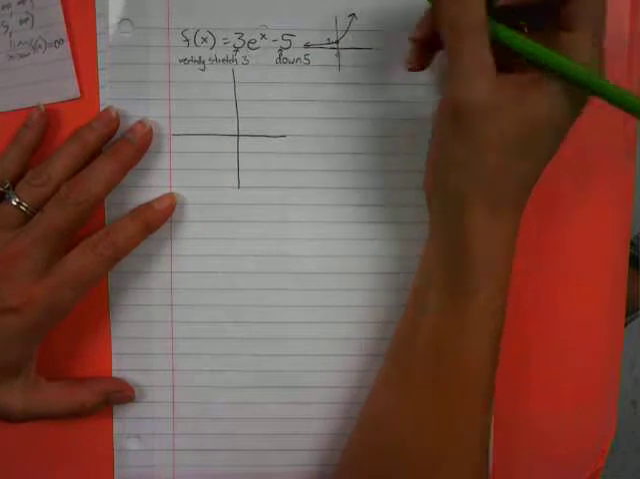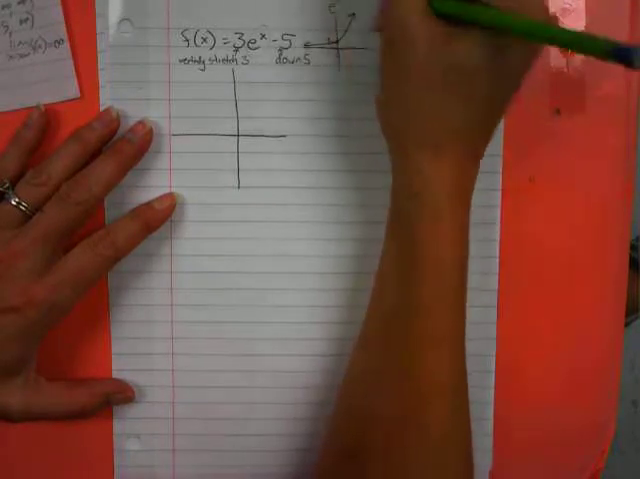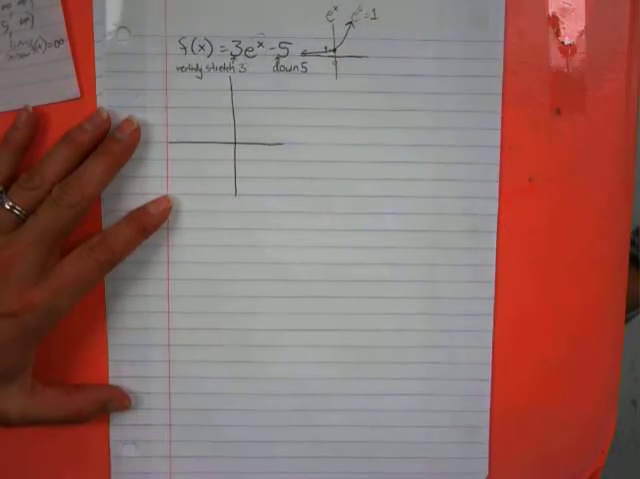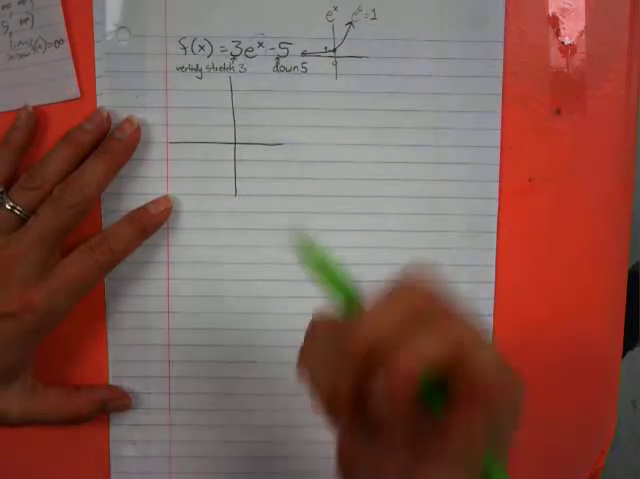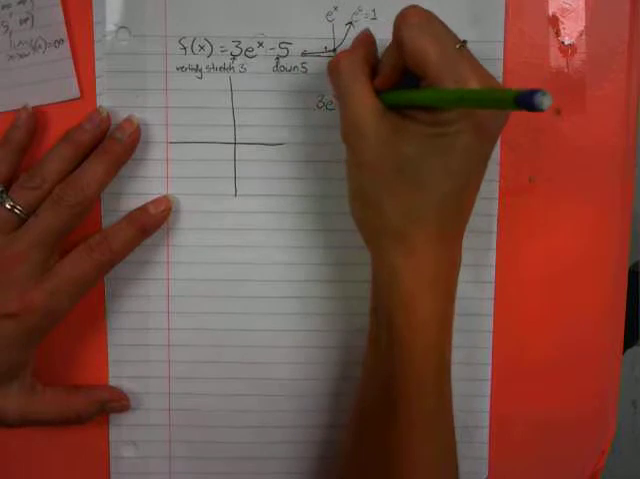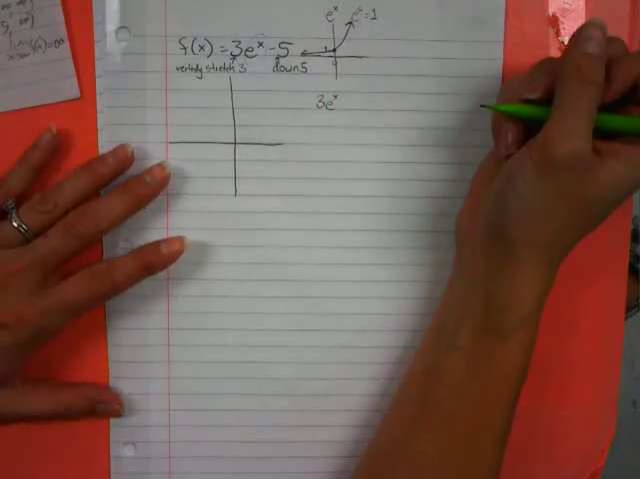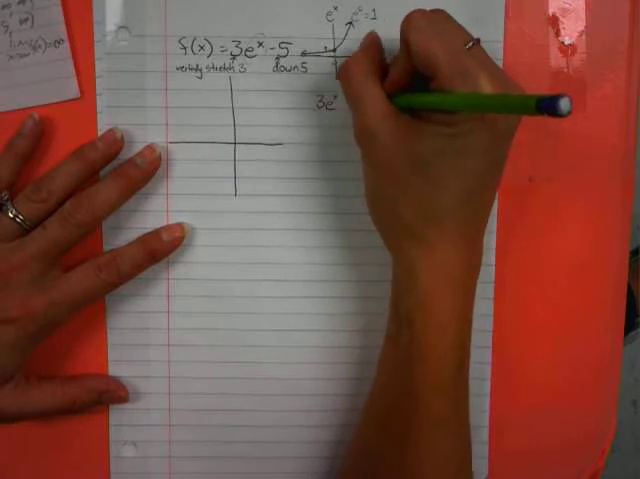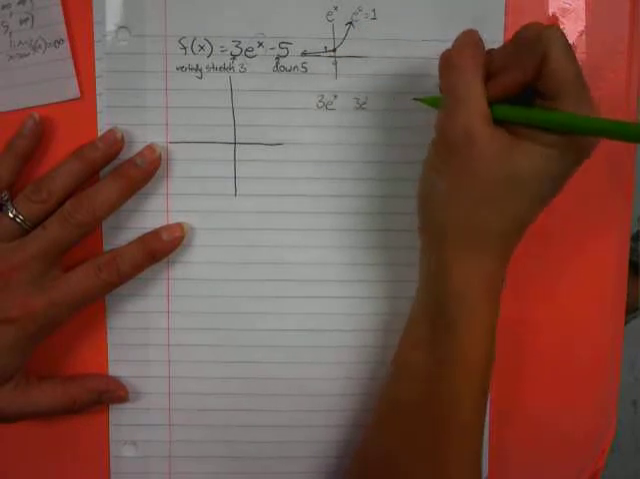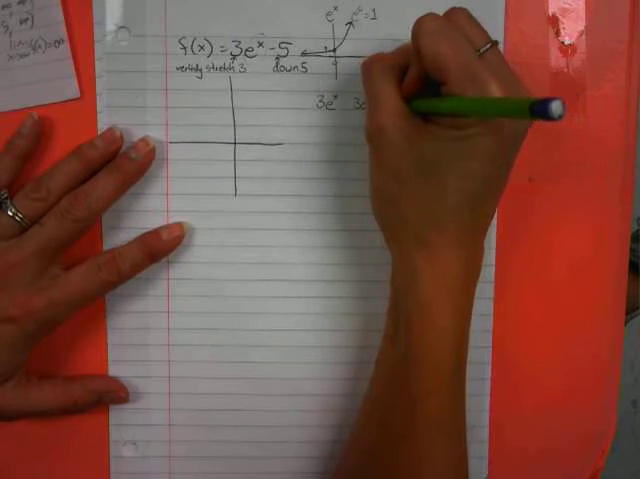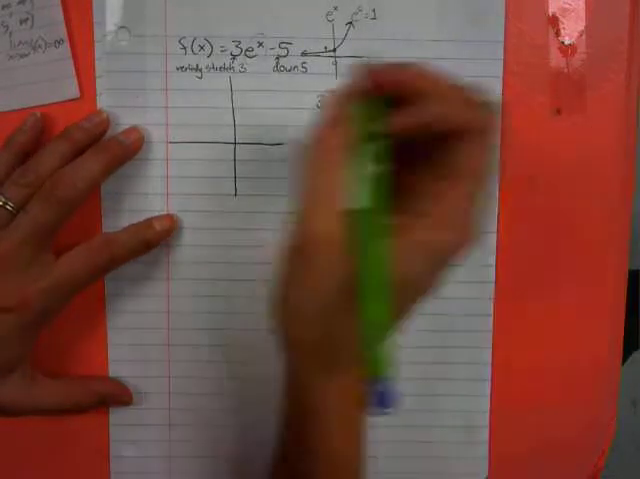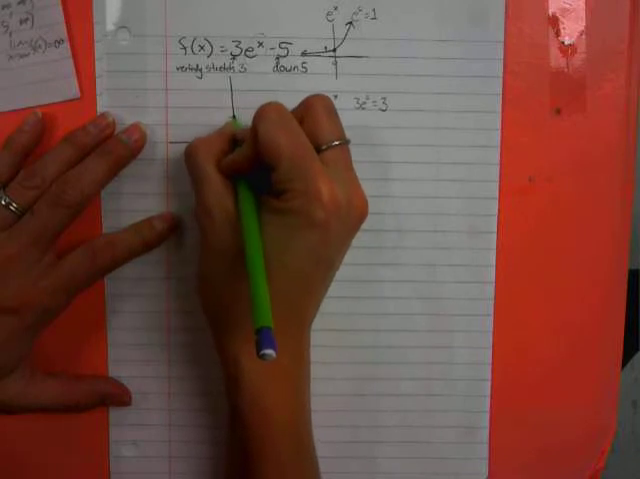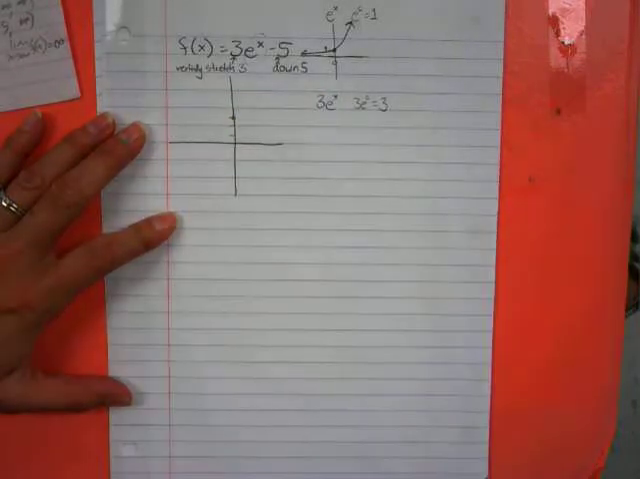Remember that if I just have e to the x, e to the power of 0 is 1, which is why our intercept is right here at 1. So if I have 3 times e to the x, let's pretend there's no minus 5 for now and just talk about the stretch. If I say 3 times e to the 0, e to the 0 is 1 times 3 would be 3. So my y-intercept now is not going to be at positive 1. It's going to stretch all the way up to positive 3.